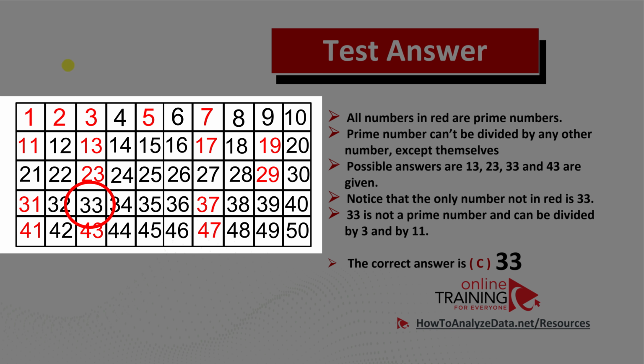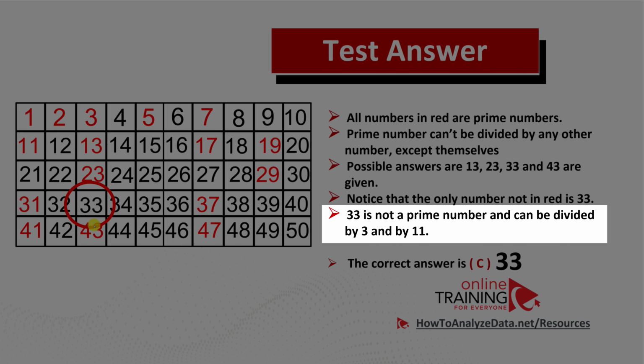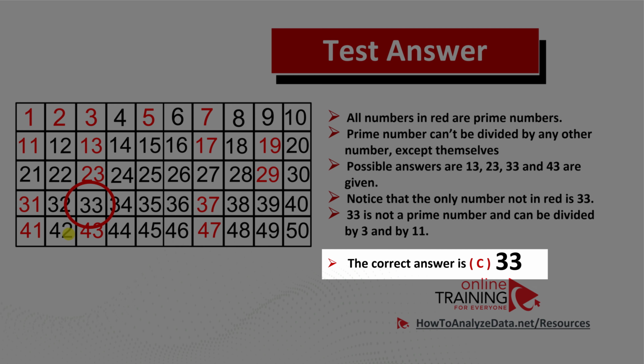For example, 1 you cannot divide by anything but 1. Same for 2, 3, 5, 7, and etc. Out of all the numbers presented in the question, 33 is not a prime number, because 33 can be divided by 3 and also can be divided by 11. So the correct answer here is choice C, 33.